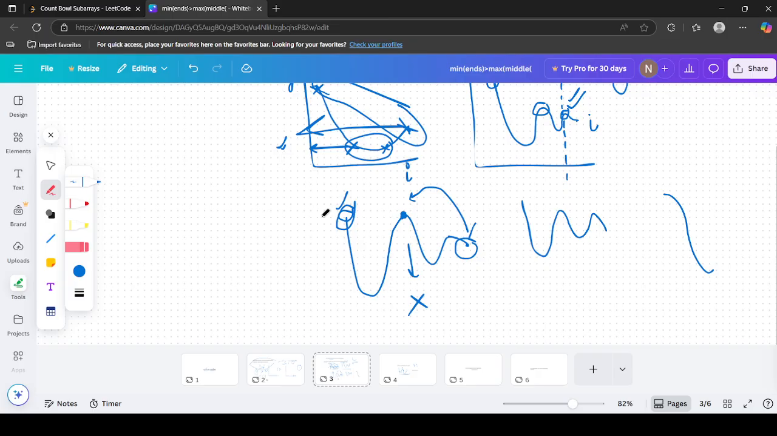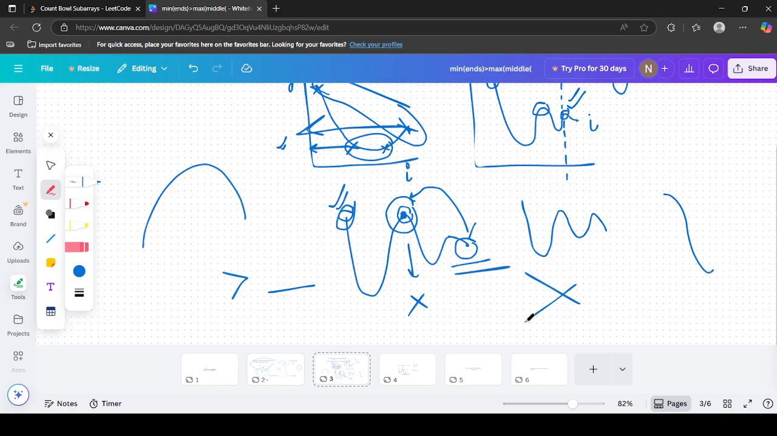So can this j be a part of the answer? No, because we already have a middle element which is greater than this, right? So if this is already greater than this, then our condition gets satisfied, because the minimum of these both should be greater than the maximum, but we are able to find a middle element where it is greater than the minimum of these both. So this clearly violates our answer.